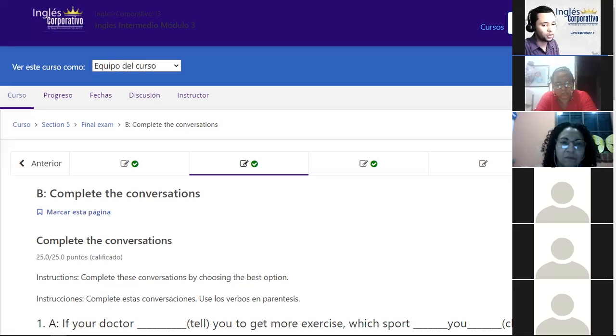Okay, si un doctor te dijera que hay que hacer más ejercicio, ¿qué deporte elegiría? Very good. So that's the thing. And it's a multiple choice exercise, so you just need to select the right answer. Solamente hay que elegir la respuesta correcta. Let's take a look at the next one.